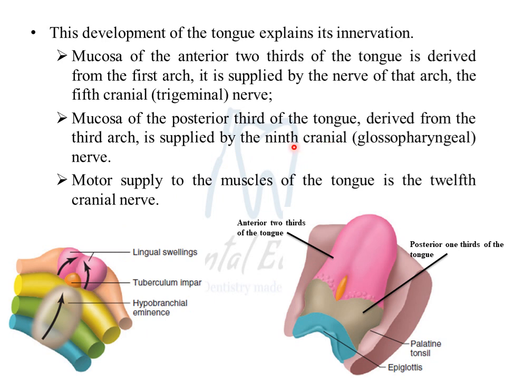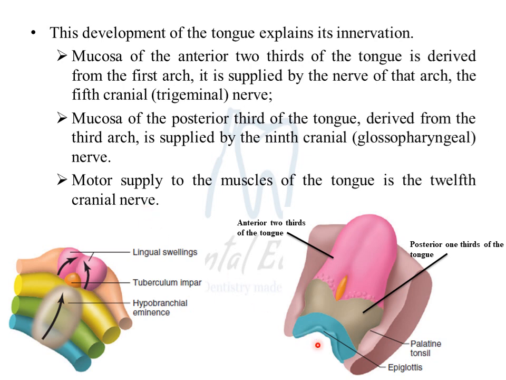So keep in mind any structure which is derived from the third pharyngeal arch will also be supplied by the glossopharyngeal nerve. Finally, as we discussed earlier, all the muscles of the tongue, that is the motor nerve supply to the tongue, is through the hypoglossal nerve, that is the 12th cranial nerve.